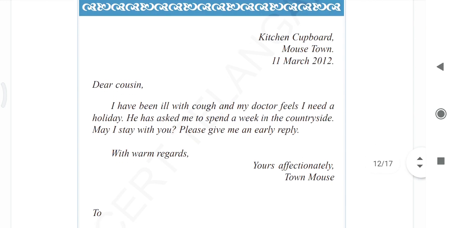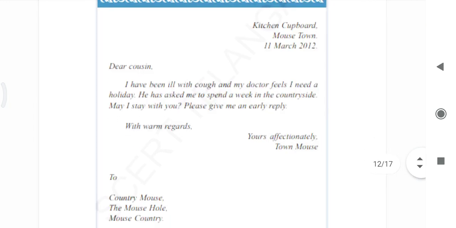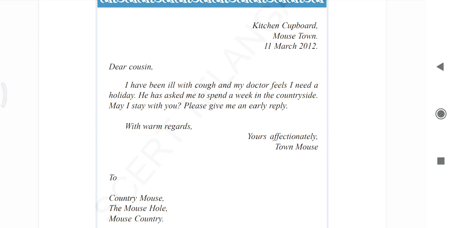So this is the letter we have. I'm zooming out. So the letter is from Kitchen Cupboard, Mouse Town, 11th March 2012. That is on the top right corner, that is the from address. Dear cousin, I have been ill with a cough and my doctor feels I need a holiday. He has asked me to spend a week in the countryside. May I stay with you? Please give me an early reply.